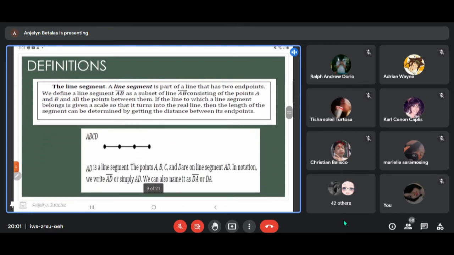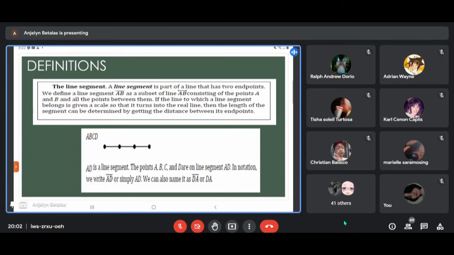Okay. Another definition is line segment. Just like a ray, a line segment is a part of a line that has two endpoints. A ray extends endlessly in one direction, but a line segment has two endpoints. For example, in this figure, we define a line segment AB as a subset of line AB, consisting of points A and B and all the points between them.